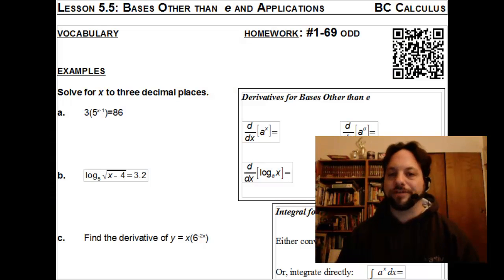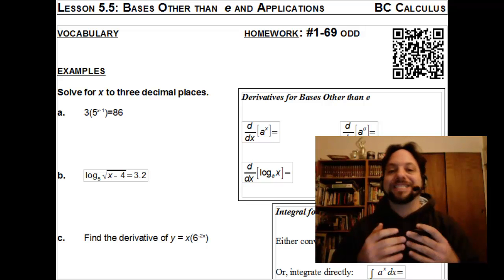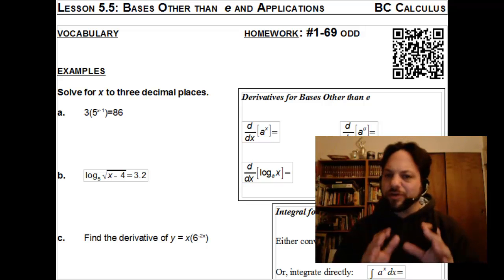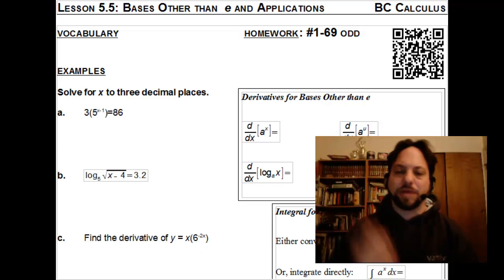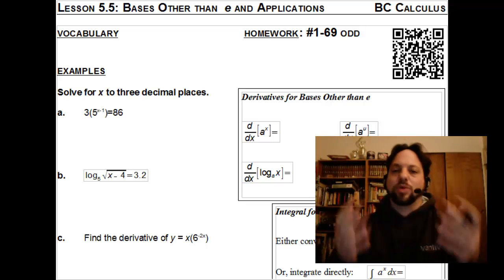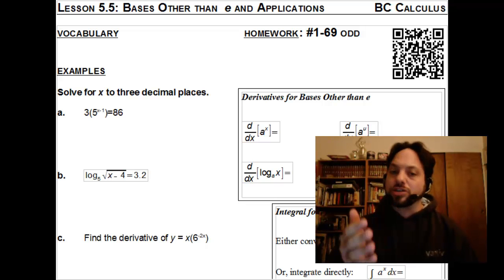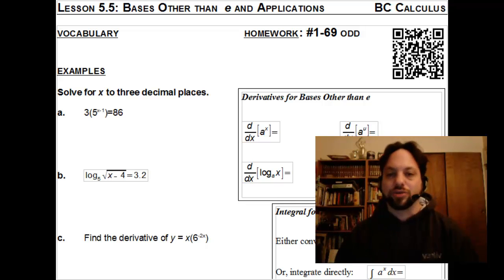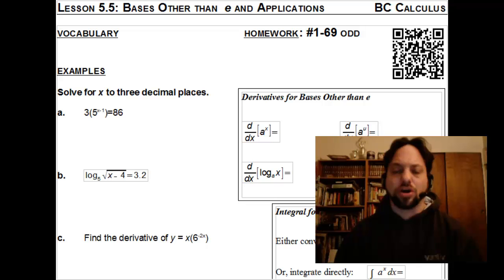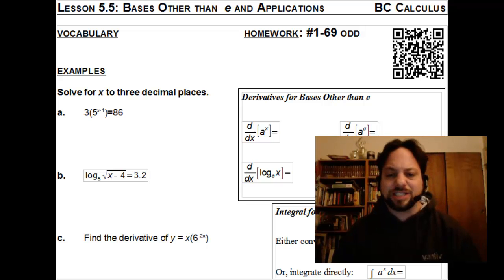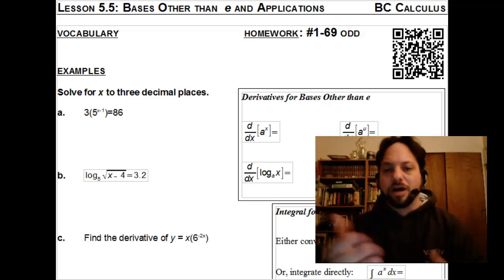In Lesson 5.5, Bases Other Than E and Applications, we're going to take a look at what happens when we have exponential functions with bases that are not E. We're very used to these, perhaps 2 to the x power or 7 to the x squared power, things like this, where the bases are not necessarily E. We're going to talk about how to differentiate and how to integrate functions of that type, as well as how to differentiate standard logarithm functions, such as the logarithm base 10 of x.